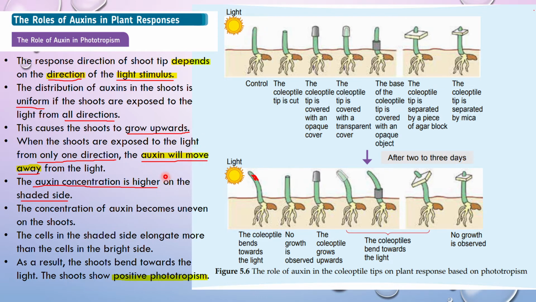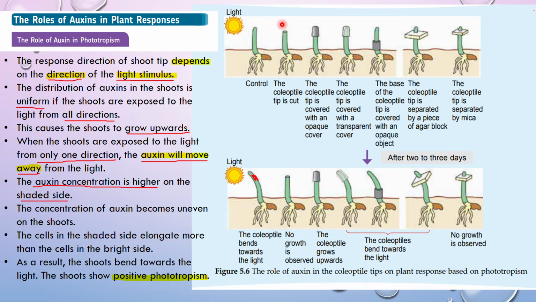So this region here at the left side gets more light than the right side. Okay, please bear in mind, auxin does not like light, so it will move away from the light. Therefore, there will be more auxin here at the shaded area. Remember, auxin serves in cell elongation. More auxin at the shaded side means there will be more elongation as compared to the bright side. That's why the shaded side will elongate more than the bright side. As a result, the shoot will bend towards the light, and that is how the shoots show positive phototropism.